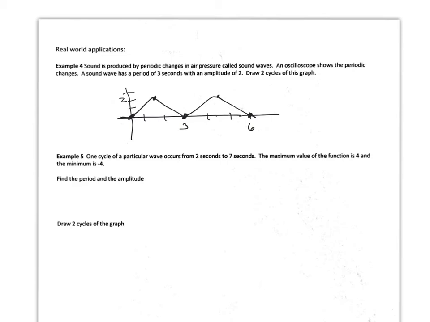For number 5, we have a wave, some sort of wave. I don't know if it's an ocean wave or another sound wave. It says the cycle occurs from 2 seconds to 7 seconds. The maximum value of the function is 4, and the minimum is -4.